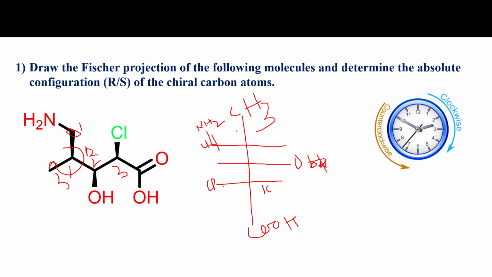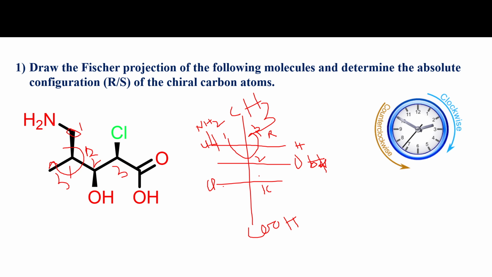This one, the next one. So from here we can do. First, this will be second, and this is your third, and it will rotate in this direction. That is counterclockwise. So that will be R.